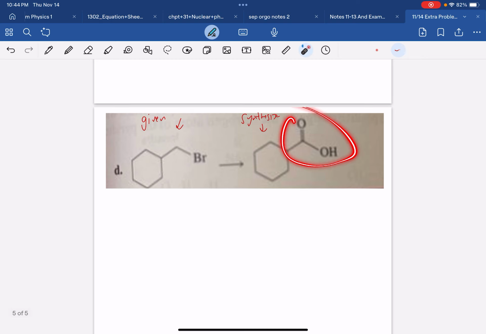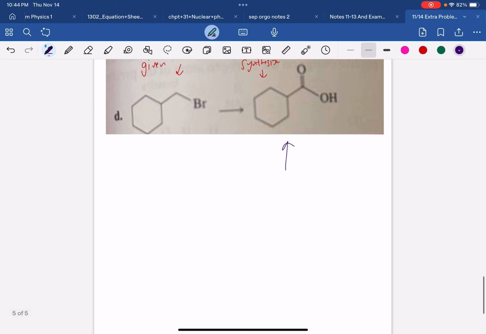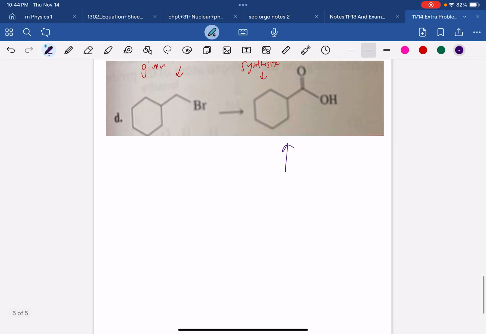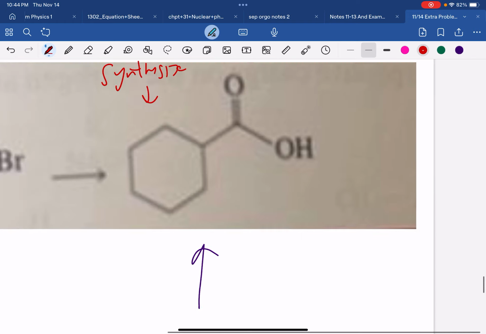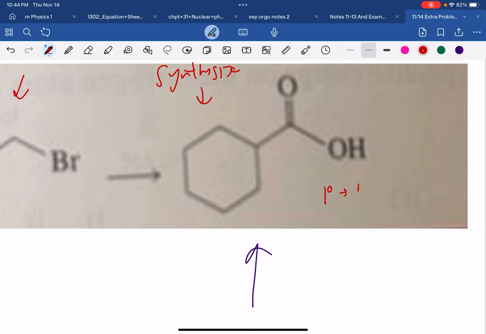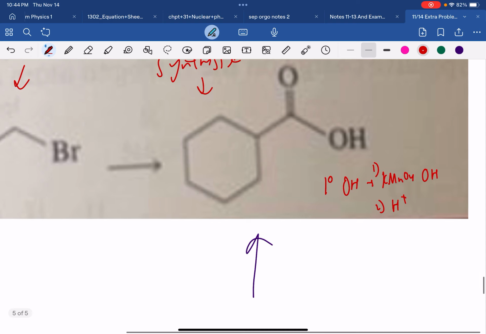But recognize that you have a carboxylic acid, okay? So immediately in your mind, you need to be thinking, how do I make carboxylic acids? What are the reagents you know? This is where the knowledge of your reagents comes in handy. You know a few that can make carboxylic acids, but let's write them out. On a primary alcohol, you know that KMnO4 with OH minus, then H plus, makes a carboxylic acid.